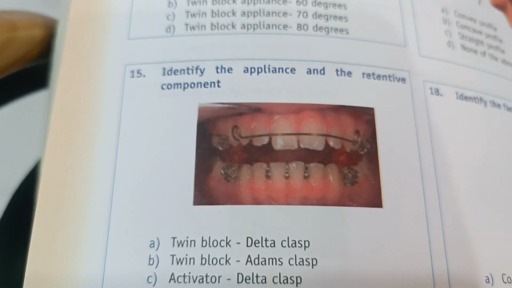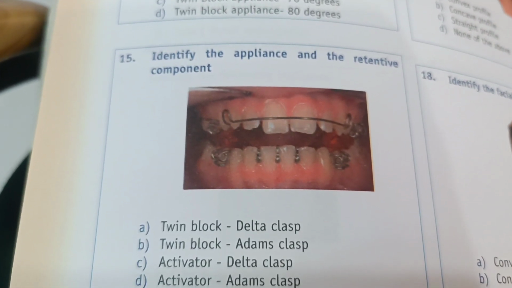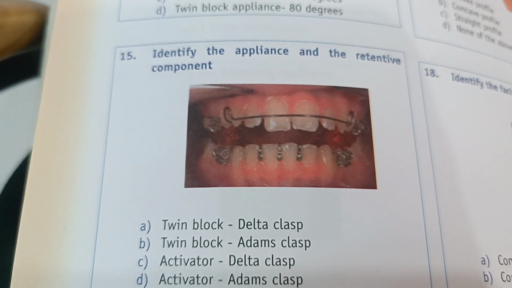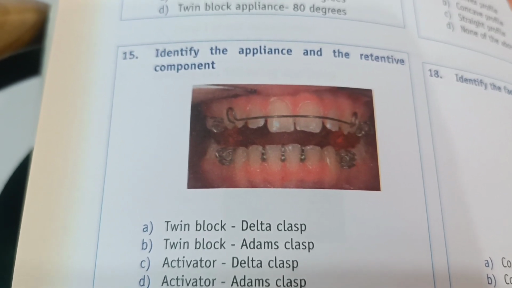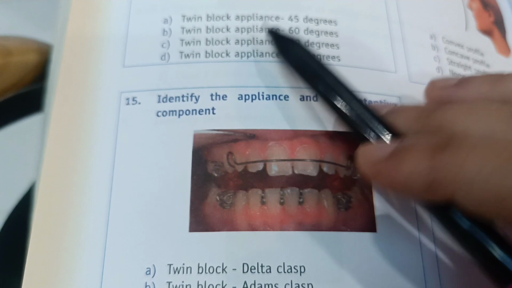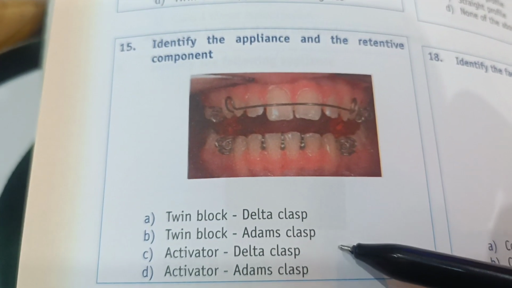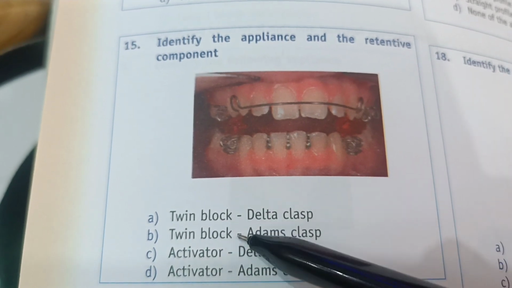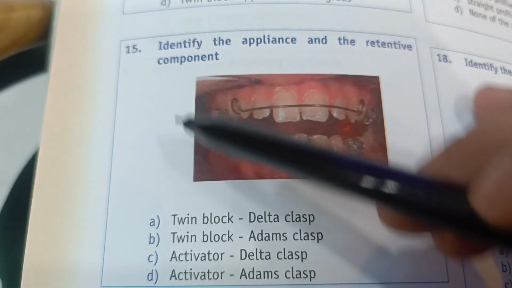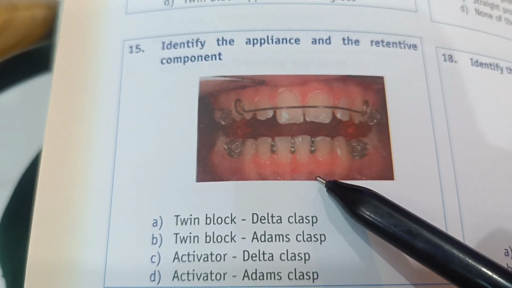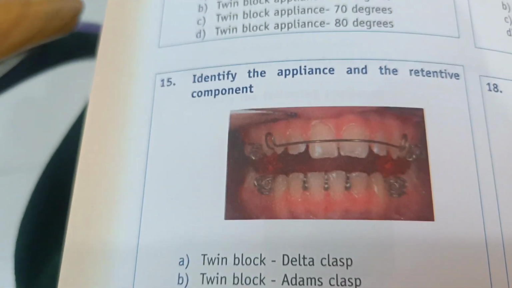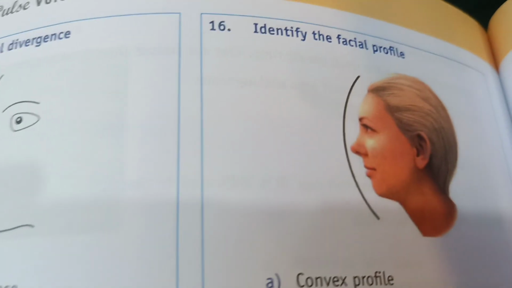Again remember, the upper plate is retained by a special arrowhead clasp named the delta clasp. The same explanation which I gave you for twin block goes with this answer. In twin block we always place the delta clasp. Now come to the next question.